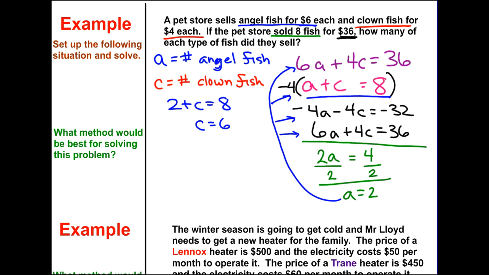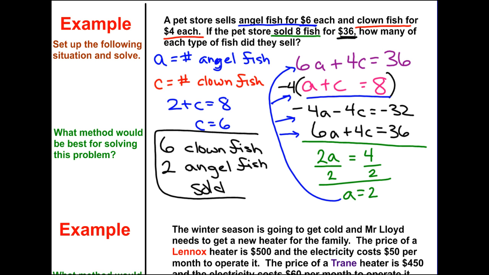Now here again, just like the other word problems we've done, you can't just answer somebody saying C equals 6, A equals 2. They're going to have no idea what you're talking about. So you actually have to answer it. There were 6 clownfish, and there were 2 angelfish sold. There's your actual solution to it. You're actually answering the problem.